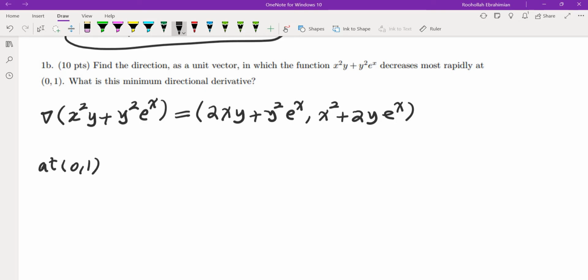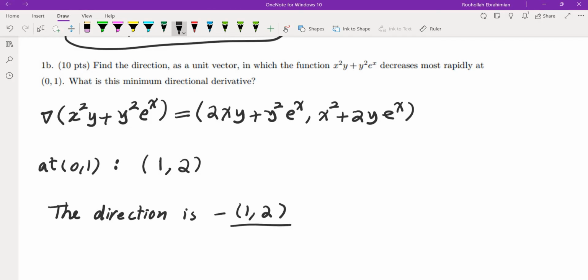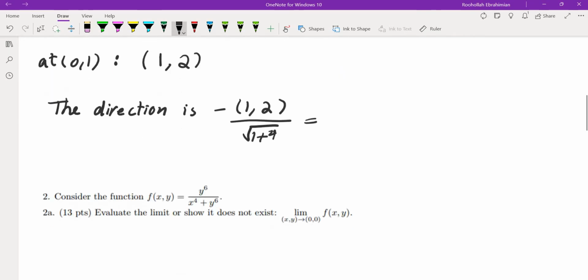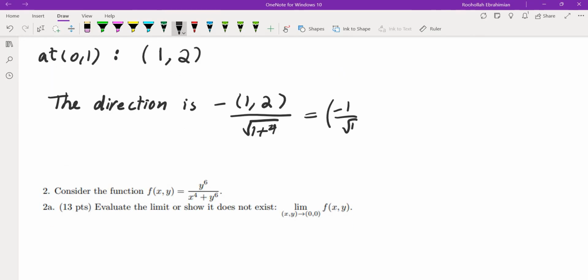At (0, 1), we plug in 0 for x and 1 for y, and we get (1, 2). So what is the direction? The direction is the negative gradient, negative (1, 2), divided by its magnitude, which is the square root of 1 plus 4, root 5. That is negative 1 over root 5 and negative 2 over root 5. So this is the direction.